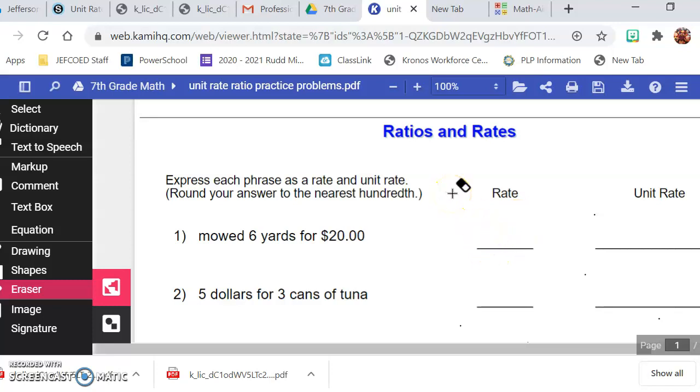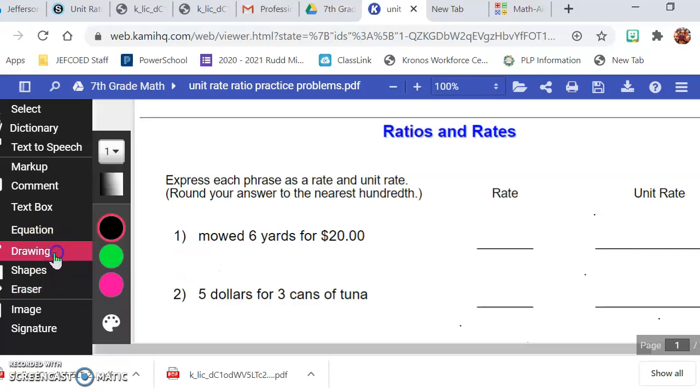Hey guys, today we are going to be working on ratios and rates. We're going to start with our first problem here. So I'm going to come to drawing. We have: express each phrase as a rate and unit rate. Round your answer to the nearest hundredth.